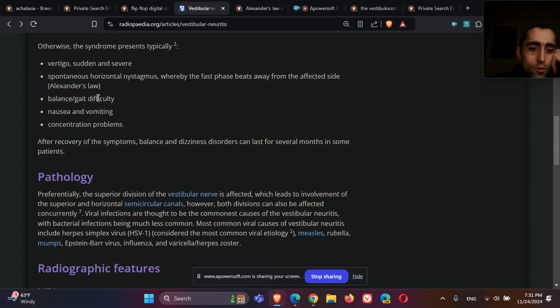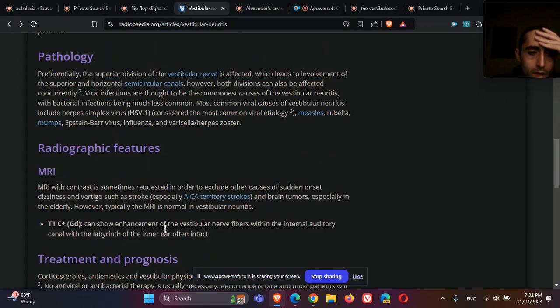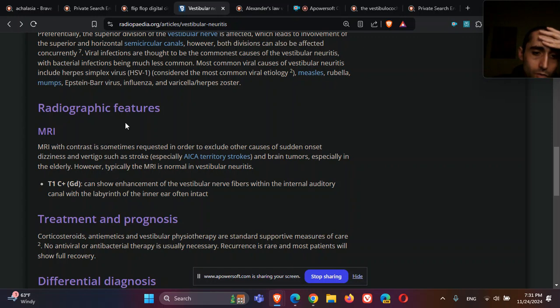Now, usually the vestibular nerve is damaged in its superior branch. It can also be in the inferior, but mostly in the superior because its course is more constricted. So usually the superior branch is more involved. Now remember that the superior branch innervates the superior and horizontal semicircular canals. And in MRI, usually you will find quite a normal study. You must exclude other things.